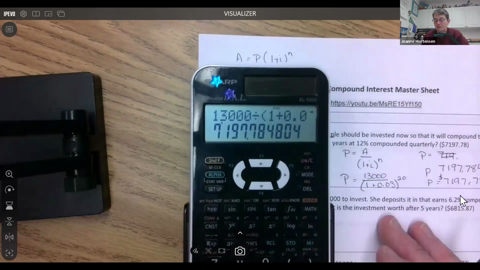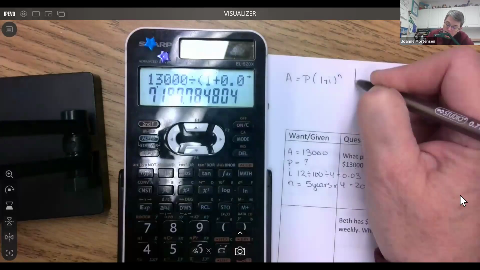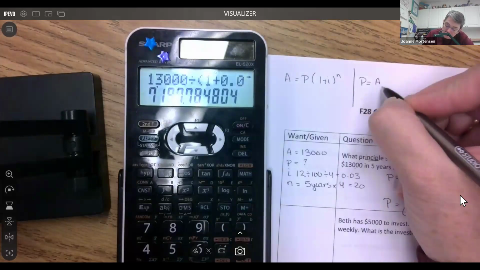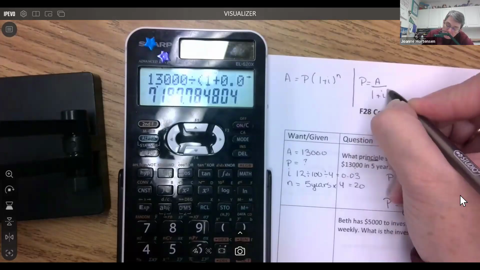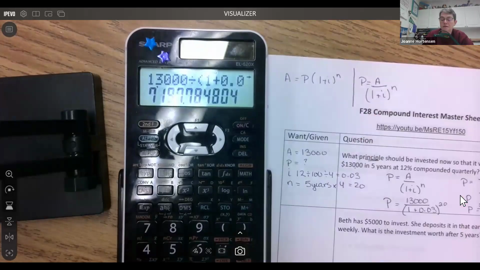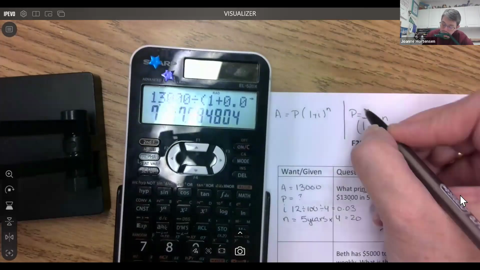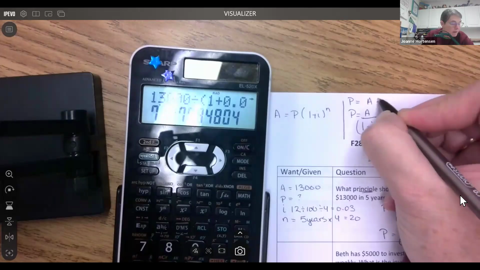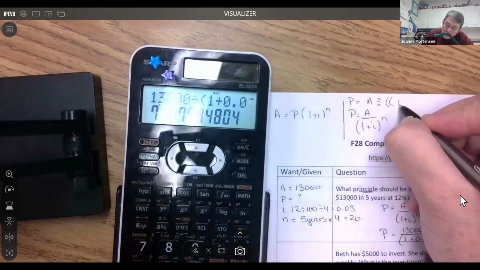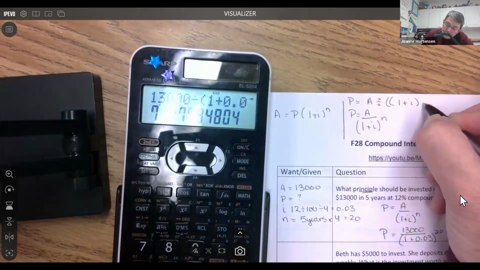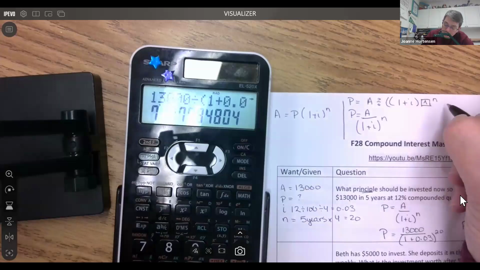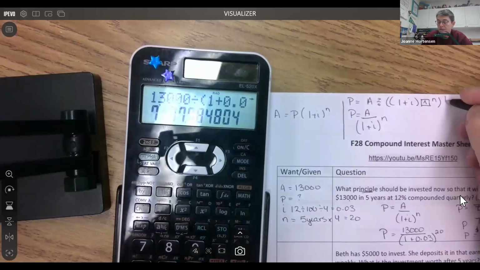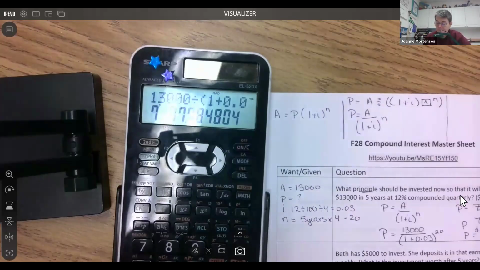Okay, so now before I go any further, I'm going to rewrite that formula. P is equal to A over (1 plus i)^n. And honestly, I don't have enough room. P is equal to A divided by bracket 1 plus i, caret n, close my bracket. Okay, so now I've also got my keying sequence there. Some of us do not have that memorized yet. All right.